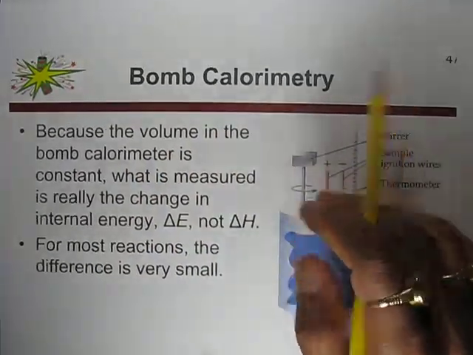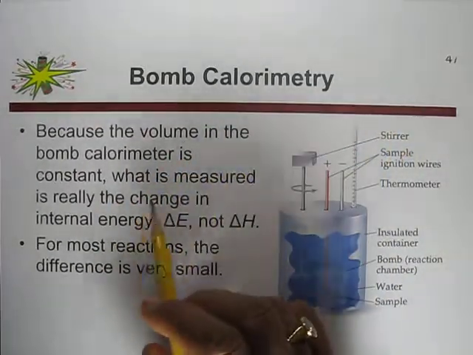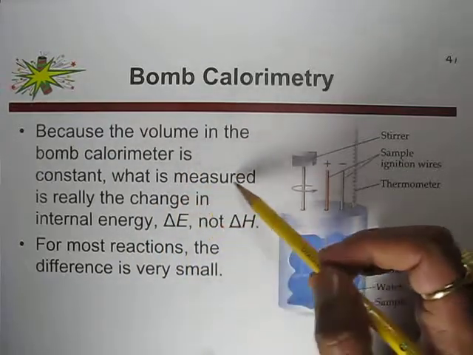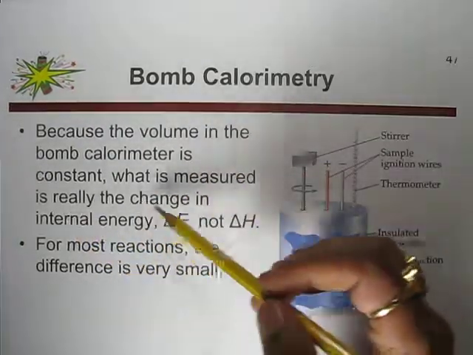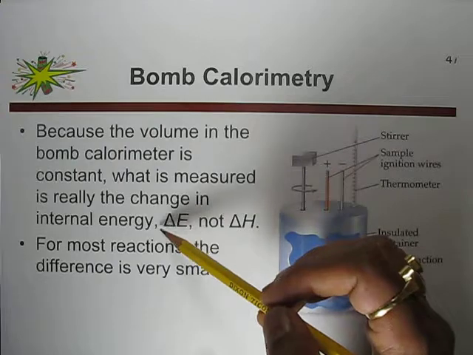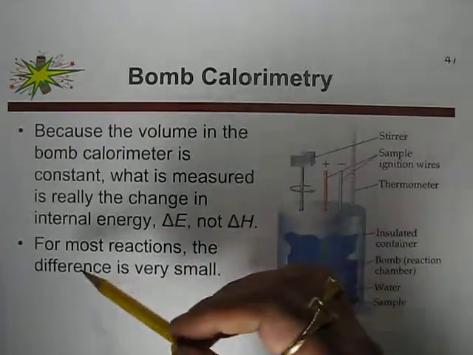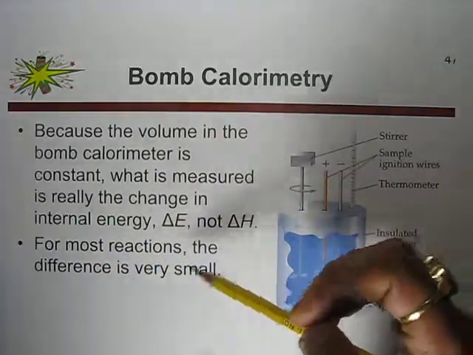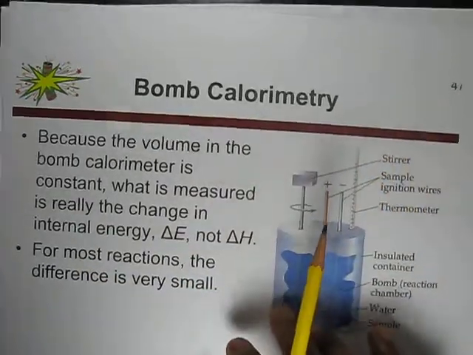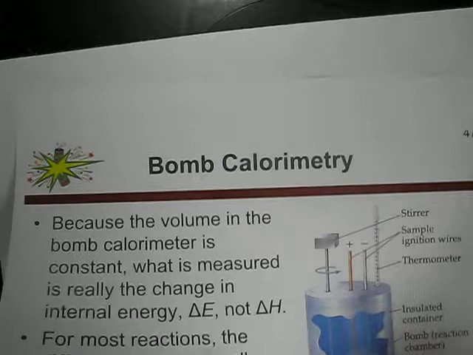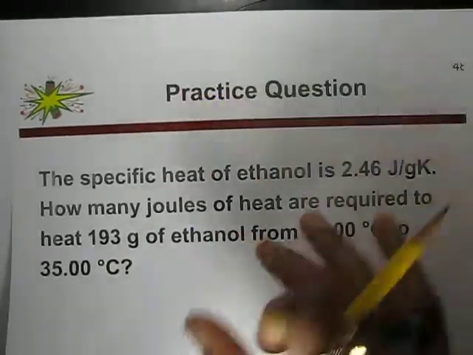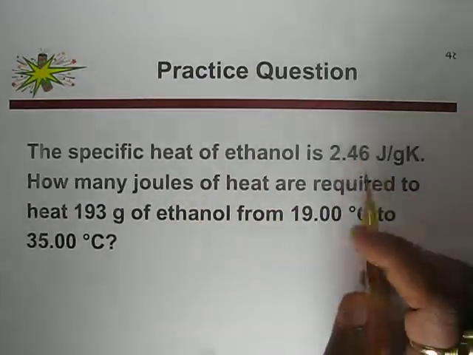And because the volume in the bomb calorimeter is constant, what is measured? It is really the change in internal energy, which is delta E and not delta H. And for most reactions, the difference is very small in bomb calorimetry reactions. Next, we will take a practice question.